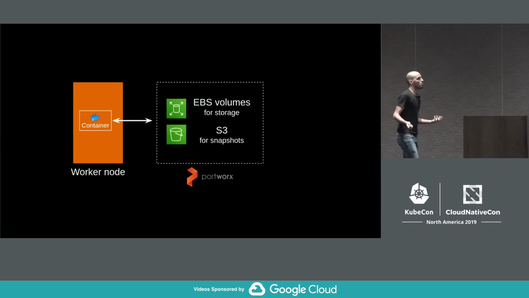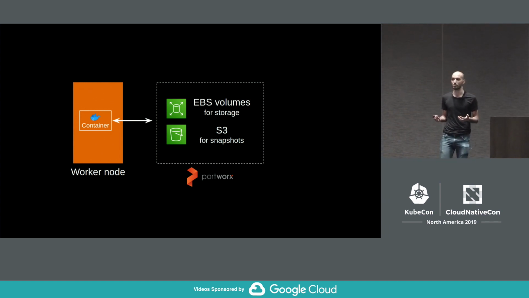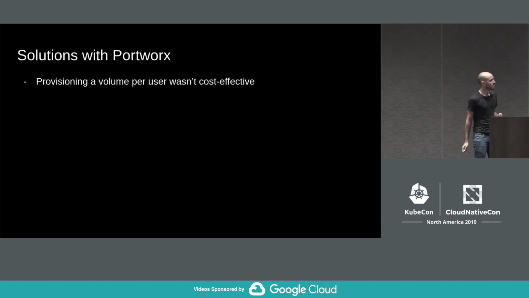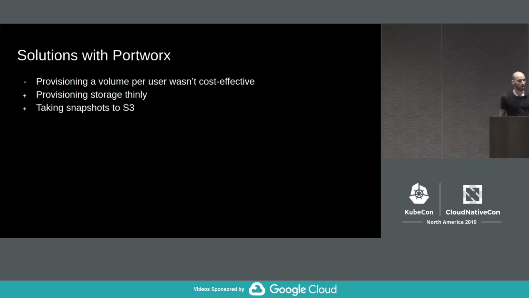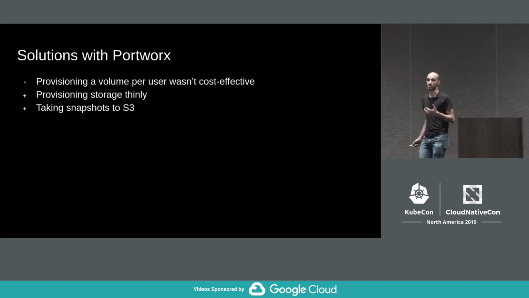And so Portworx also has a feature called CloudSnaps that allows us to archive some of the volumes to S3, for archiving purposes, snapshotting purposes, or for optimizing use of the storage capacity that we have. And so here are some of the challenges that we faced with EBS before and how Portworx helped us solve these challenges. So we used to provision an entire EBS volume for each user, but now Portworx helps us actually thinly provision this storage.